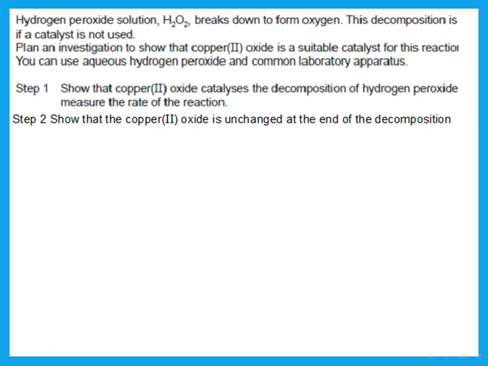Remember that we said the definition of a catalyst is a substance that speeds up the reaction without being changed. So if I start with a certain mass of the catalyst at the beginning, I should end up with the same mass at the end. So what should I explain?